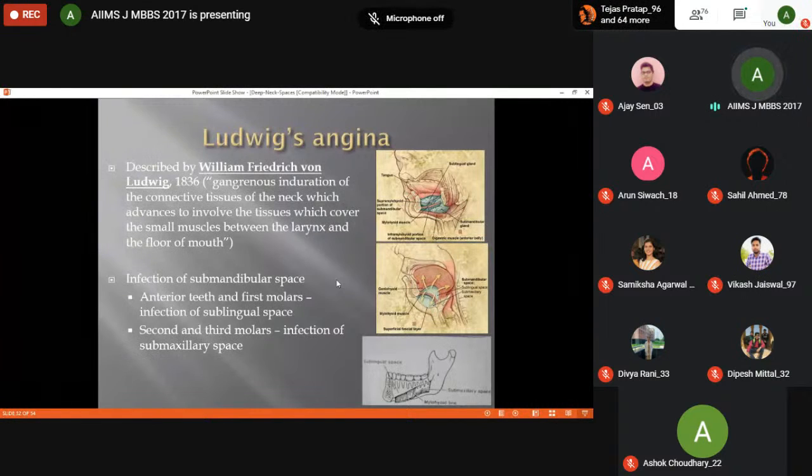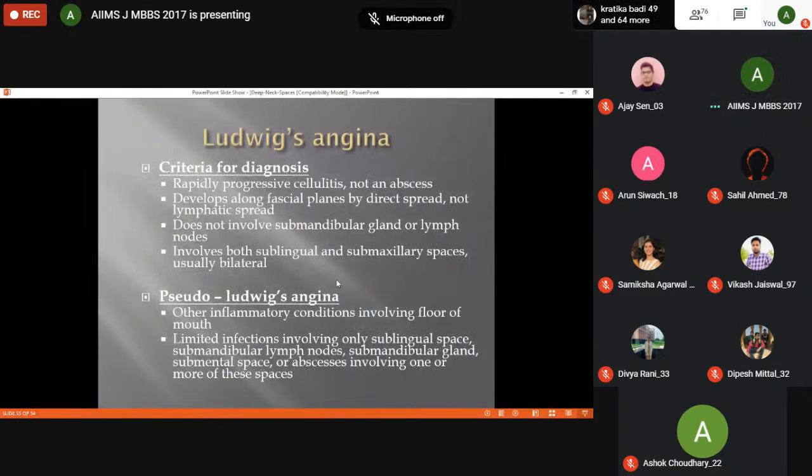Usually it is caused by a dental problem, dental caries. Anterior teeth and first molar infection cause infection of the sublingual space, and when it's the second and third molar, there is infection of the submaxillary space. So the criteria for diagnosis is a rapidly progressive cellulitis, not an abscess. Ludwig angina is cellulitis that develops along facial planes by direct spread and not by lymphatic spread. It doesn't involve the gland or lymph nodes. It involves both the sublingual and submaxillary spaces, and they are usually bilateral. In the initial phase they could be unilateral, but at the time of presentation they are usually bilateral.